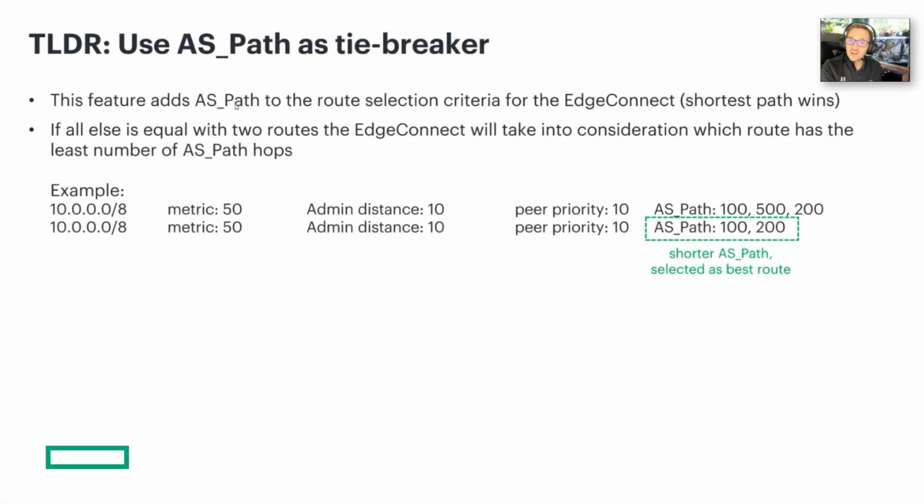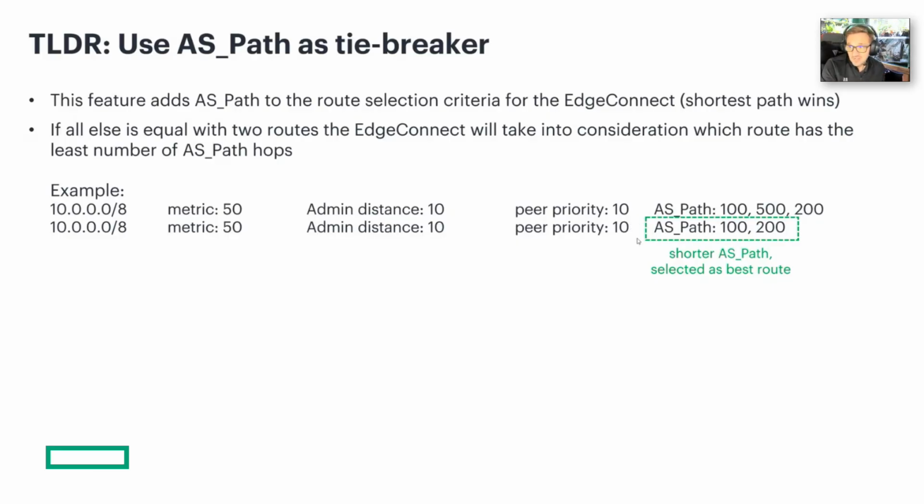We are going to now consider the actual AS path length, the number of AS paths that we go through for a given route, as part of the selection of that route when all else is equal. So the shortest AS path wins if all else is equal, and that means if the route prefix length, which would be the /8, the metric, the admin distance, the peer priority are equal, and now finally, at this point, normally in the past, this is where the ECMP decision would happen.